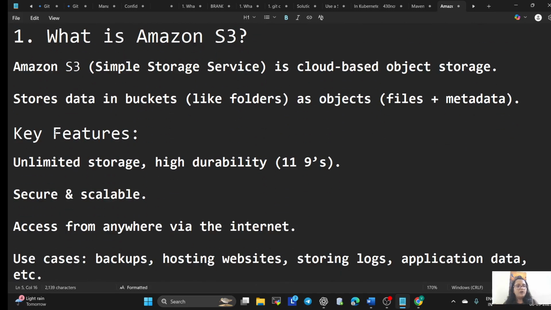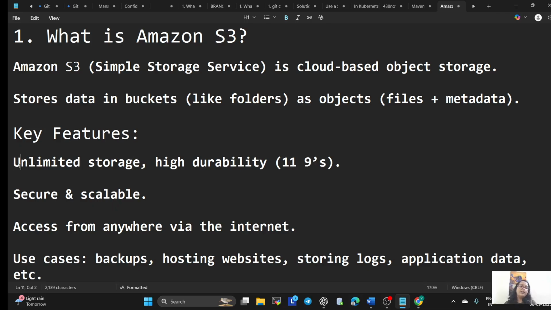And now we'll understand the key features. What features is Amazon S3 providing us? Because today approximately 95% of the market is using Amazon. So we have to understand the key features, and why people are going crazy over AWS. The first feature is unlimited storage. Then high durability, that is 11 nines.